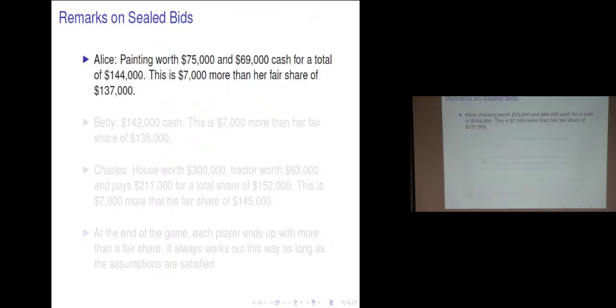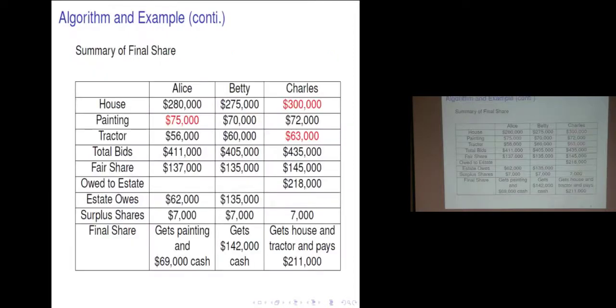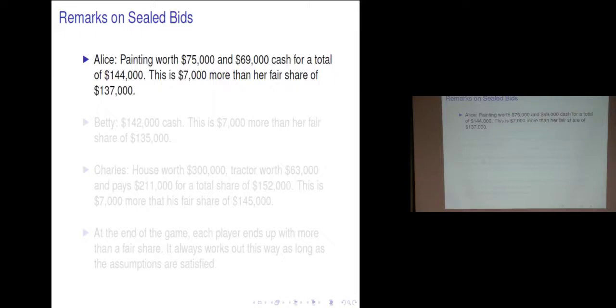So let's see, in the end, what does Alice get? Alice gets a painting worth 75,000, and she'll also get a certain amount of cash, so the total is this amount, 144,000. But that is 7,000 more than her fair share. Her fair share based on her valuation is 137,000. But in the end, she got this plus that, equal to 144,000. So she gets more than the fair share in her mind, right?